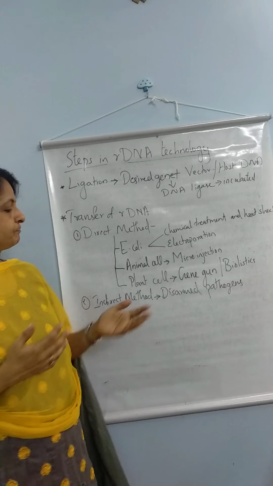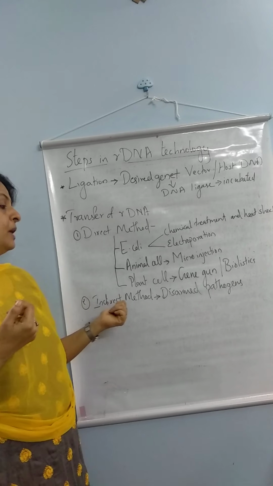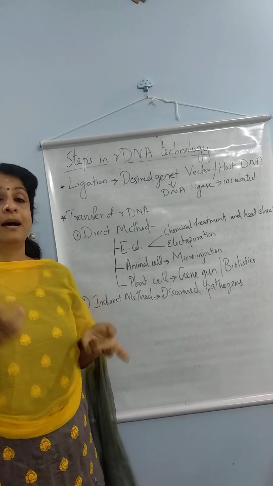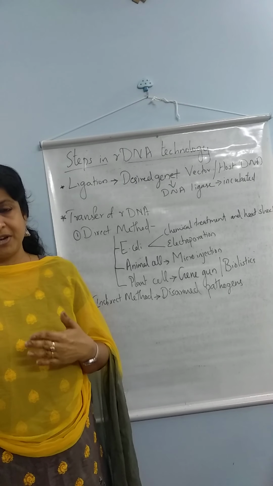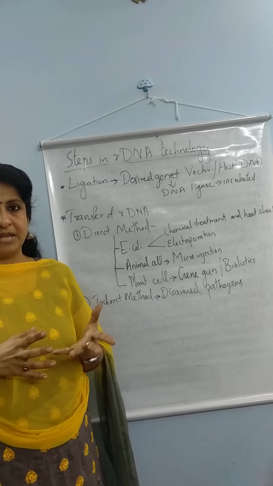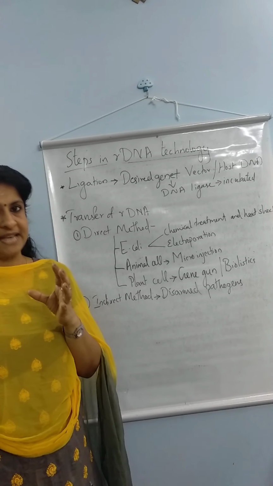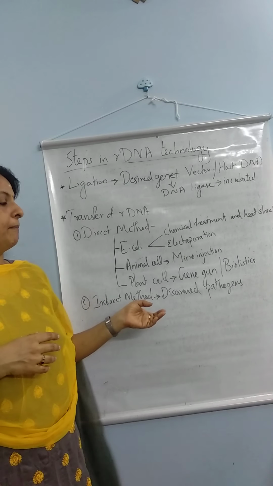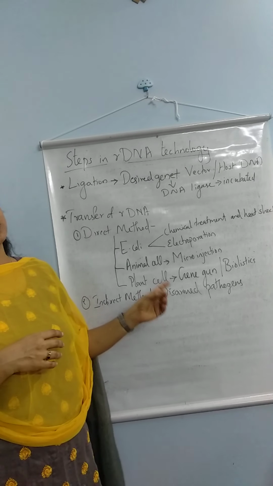Now indirect method. What are the various indirect methods? For plants and animals, indirect method is by using disarmed pathogens. We have already learned about the natural genetic engineers, that is Agrobacterium tumefaciens in dicot plants and retroviruses in animal cells. So they are disarmed, that is pathogenic genes are removed, they are made non-pathogenic and the gene of interest is added to them and they are made to infect the animal or the plant cell. Thereby, it's an indirect method of transferring the gene to plant or animal cells.